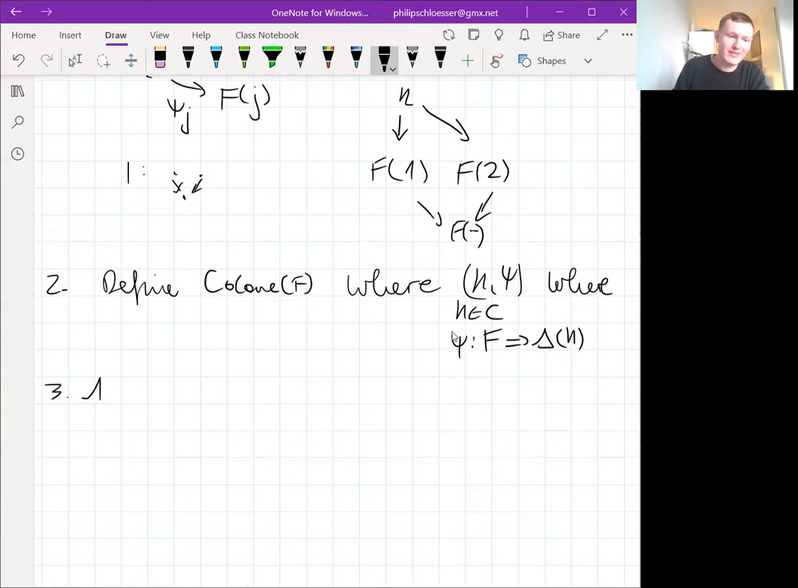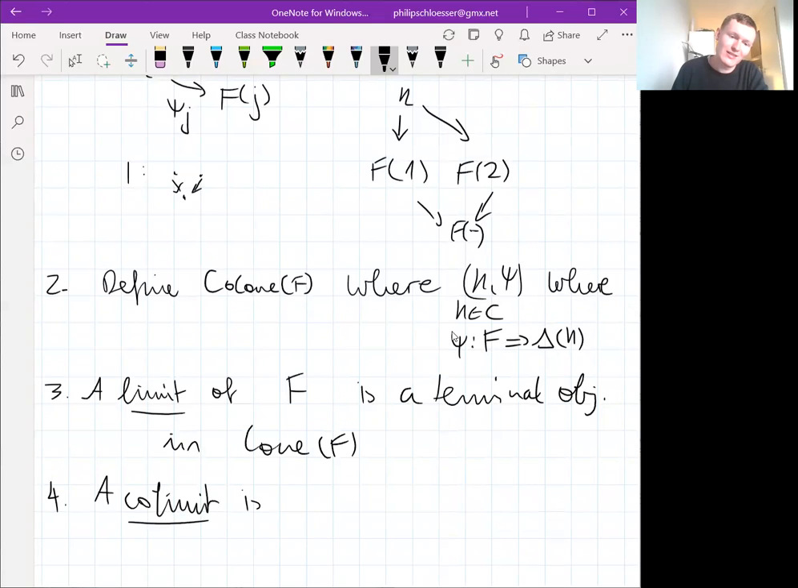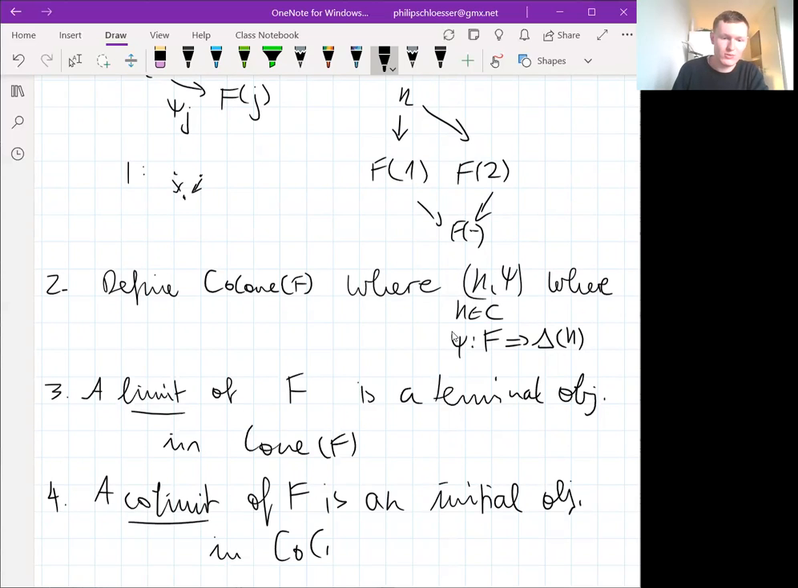And then we define the limit of a diagram F, or functor F, as a terminal object in Cone F. And a colimit of F is an initial object in Cone F.